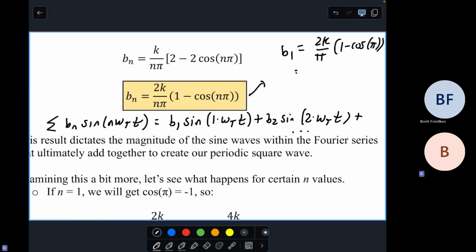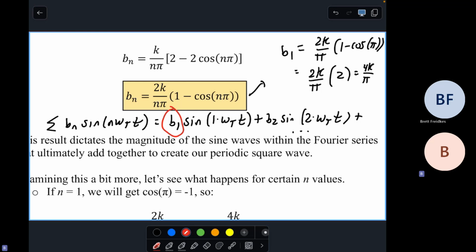What's cosine of pi? -1. 1 minus -1 is 2. That first coefficient is 4k over pi. So that will go right here. That is the amplitude of that sine wave that is present inside of that periodic function.